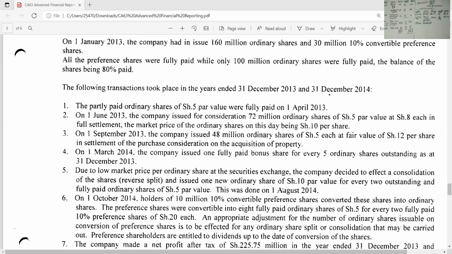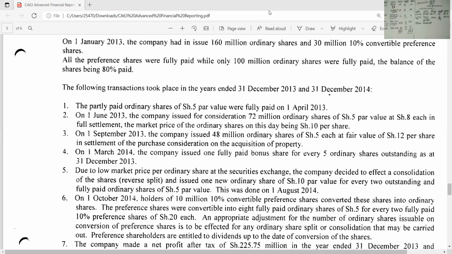When we are doing a reverse split, you can see they say due to low market price for ordinary shares at the securities exchange, the company decided to effect a consolidation of shares, a reverse split, and issued one new share of shillings 10 par value. You know that our par value initially was 5. If they do a reverse split, obviously it will double, and the par value will change to 10, for every 2 outstanding, fully paid ordinary shares of shillings 5 par value.